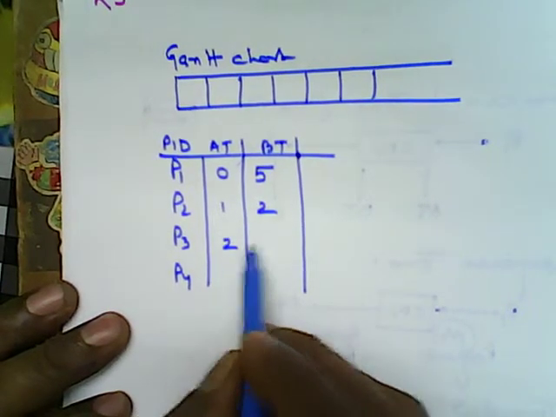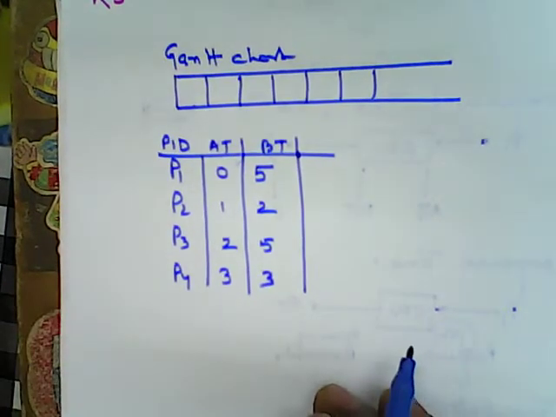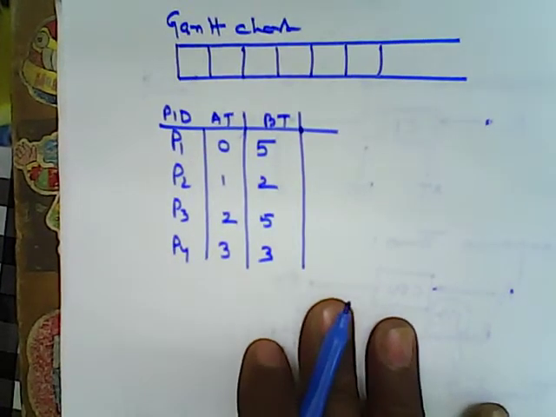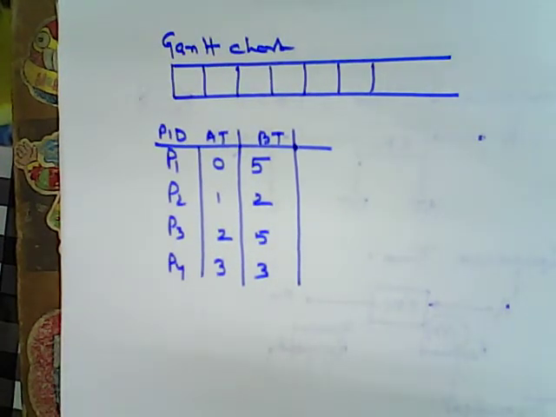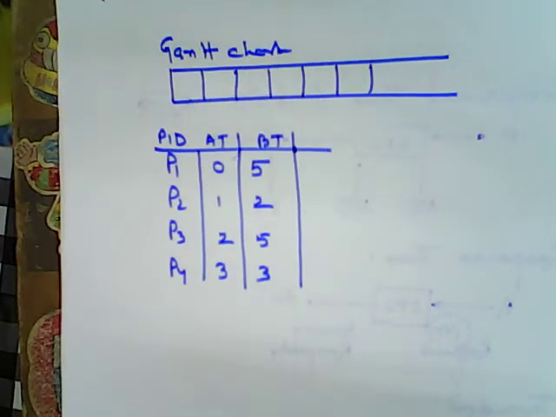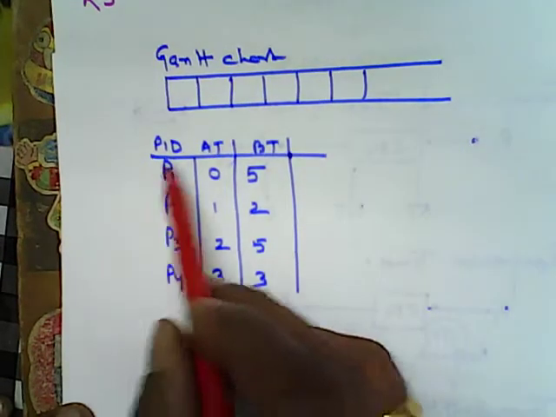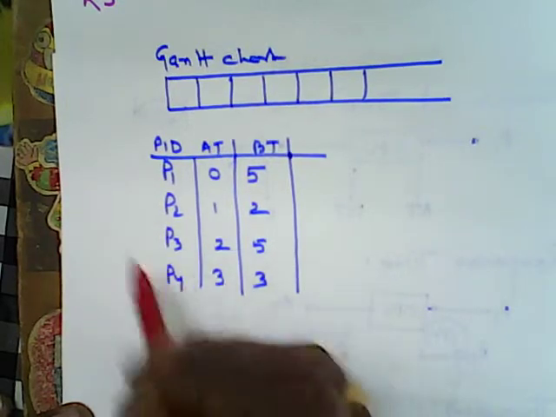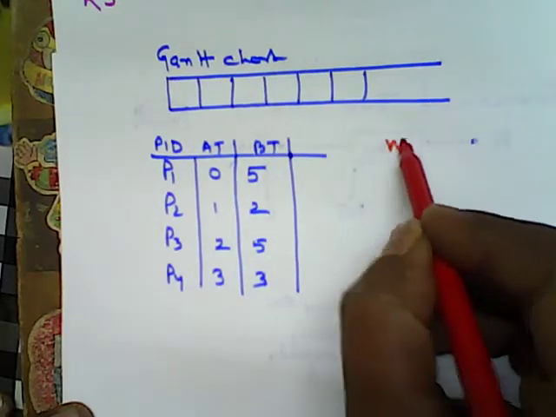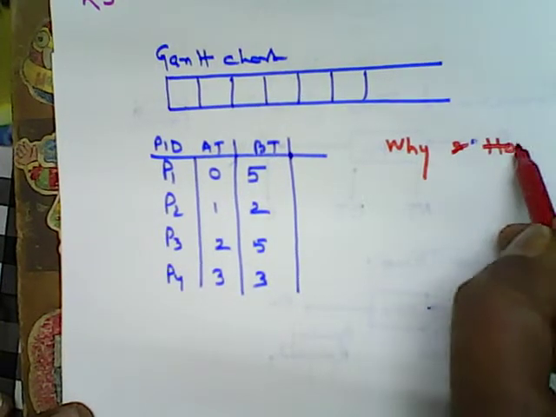Here you should remember that before solving any problem, you try to understand its basic concept: how we are going to put the table into a Gantt chart, and why we have to put the table into a Gantt chart. Why and how. These two things, if you are able to understand clearly, then the rest of the things become easy.